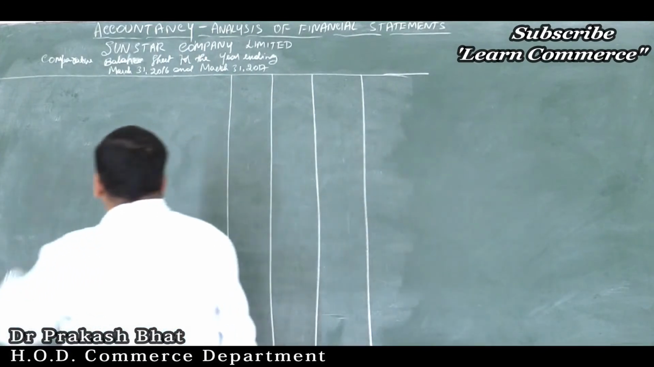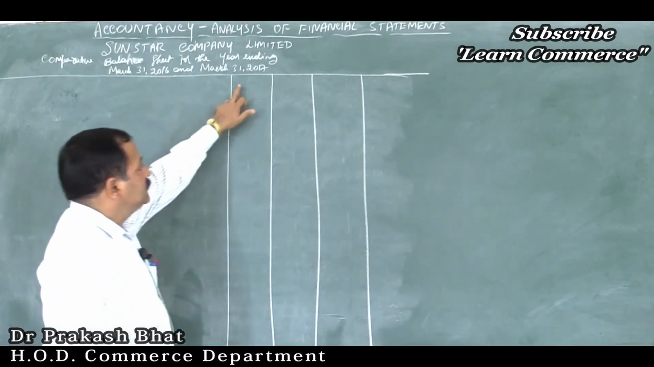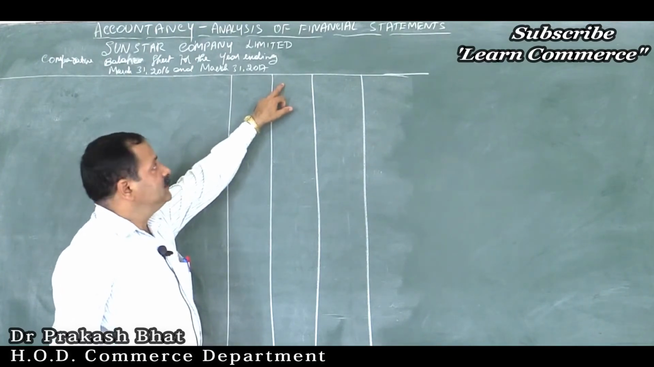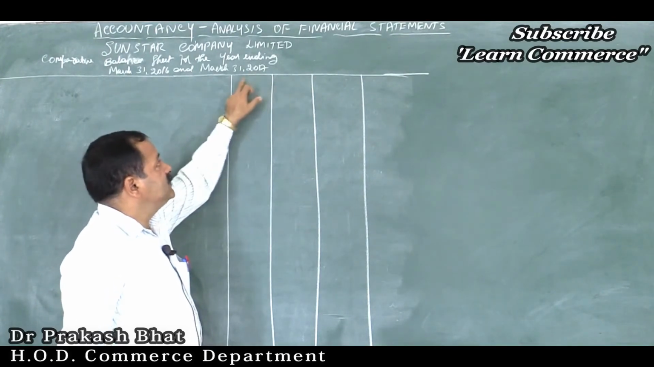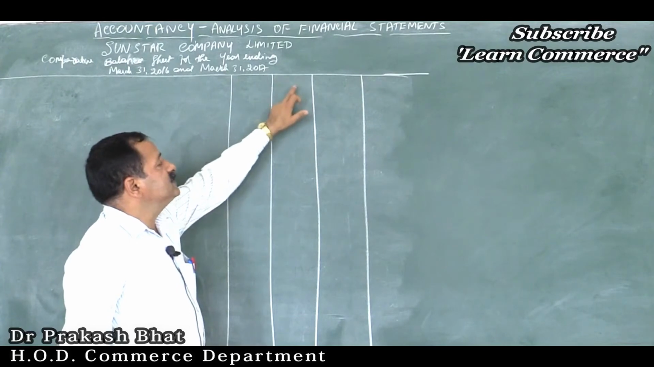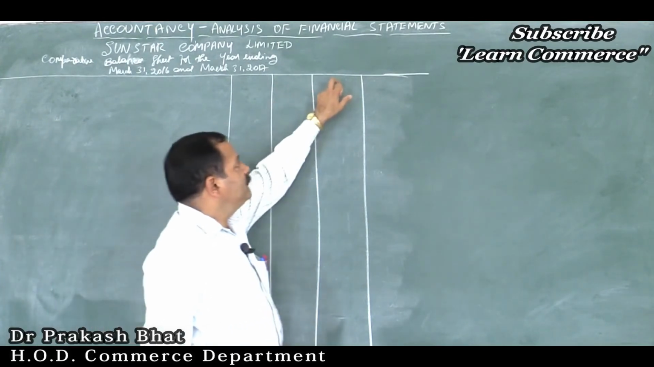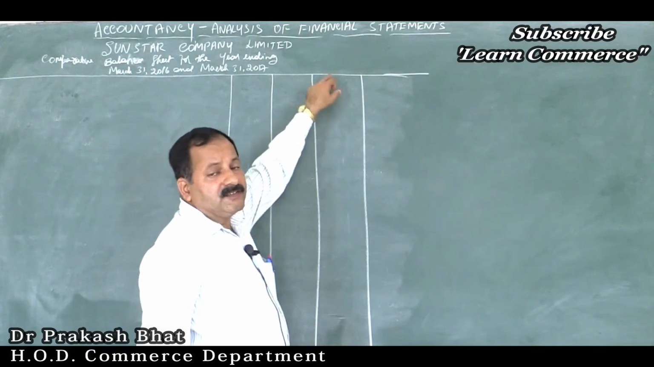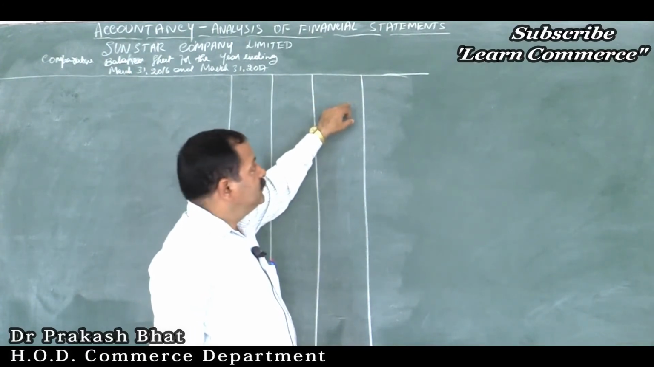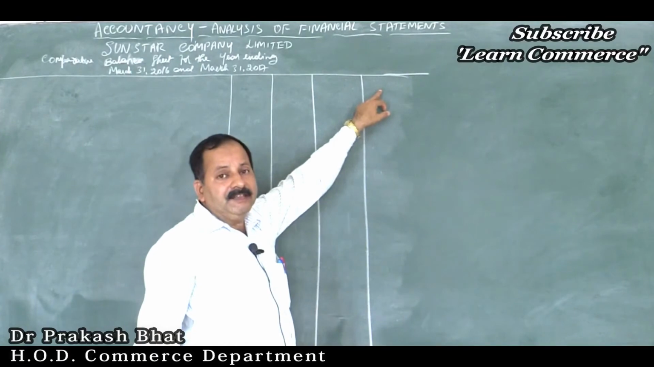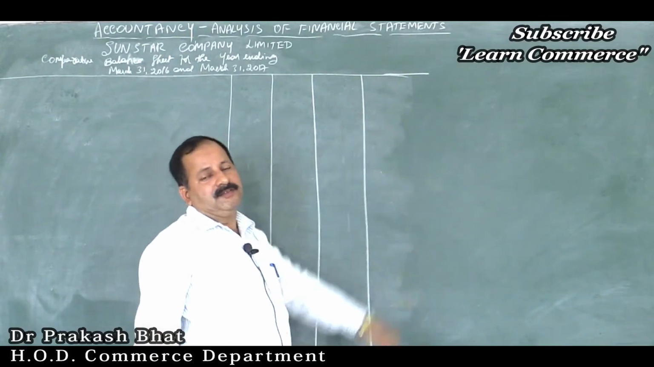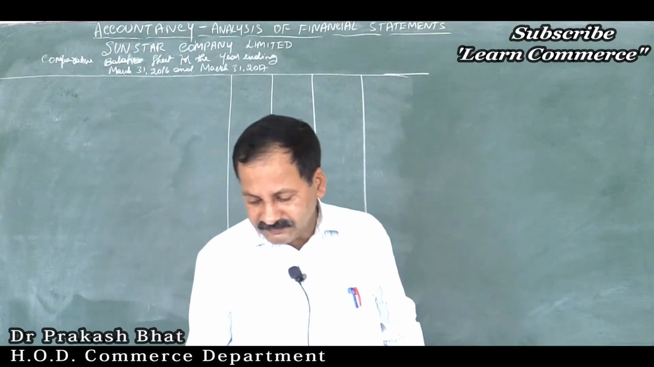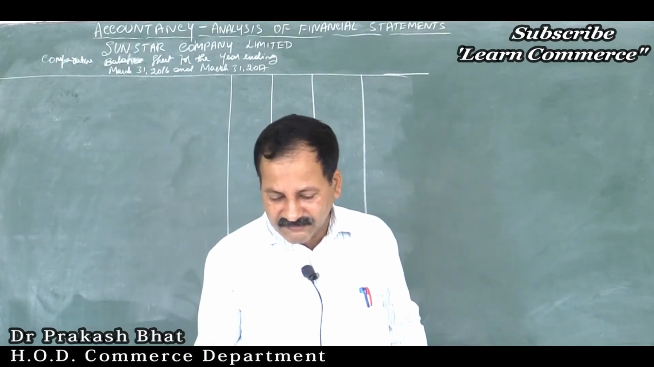So write the column headings. Particulars, 2015-16 rupees and 2016-17 rupees, and here absolute increase plus or decrease minus, here percentage increase or decrease. Over. Let us start.